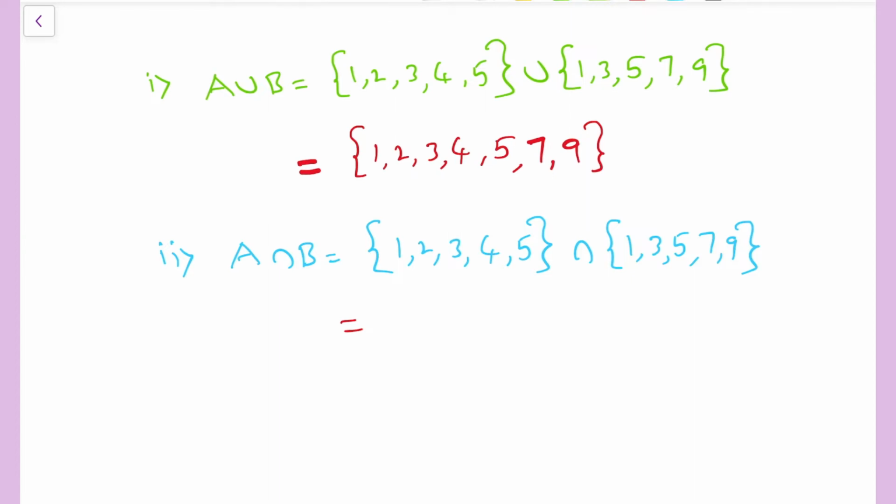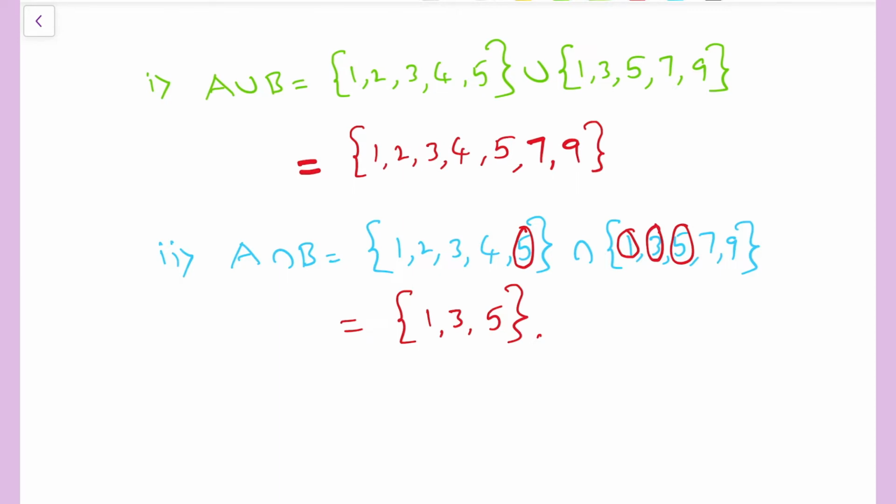elements. So now in these two sets, if we observe clearly, here 1 is there, here also 1 is there. Then here 3 is there, here also 3 is there. Here 5 is there, here also 5 is there. Only these three elements are common in both the sets. So we need to write only those elements: 1, 3, 5. This is A intersection B.